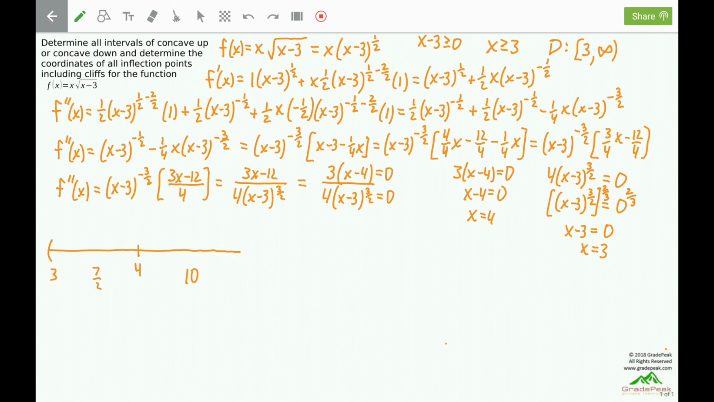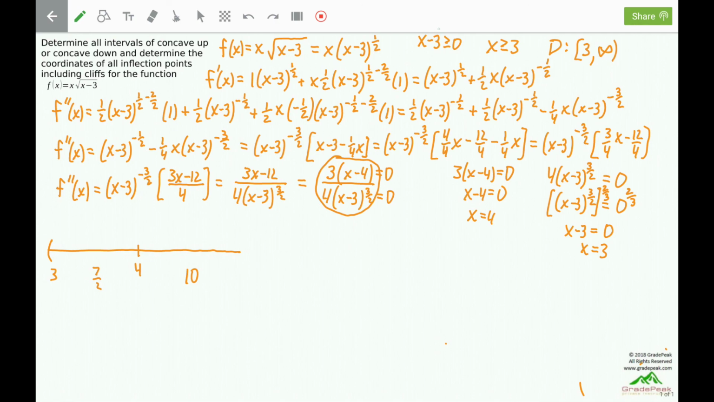We can now test the concavity of each of these intervals by plugging the test value into the second derivative. We don't care about the value of the second derivative, just whether it is positive or negative. The best place to determine this is the fully factored version. That's this one here. Now, a couple things about that. The denominator, the x minus 3 to the 3/2 power.